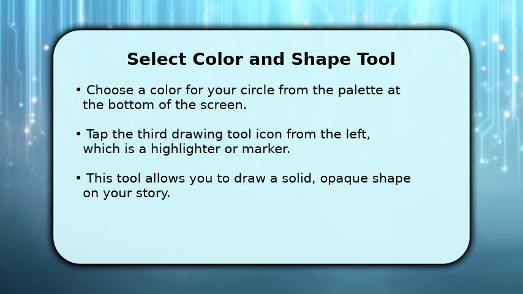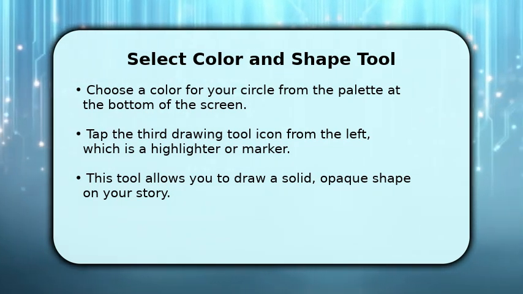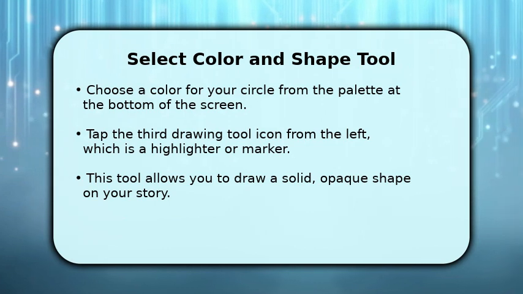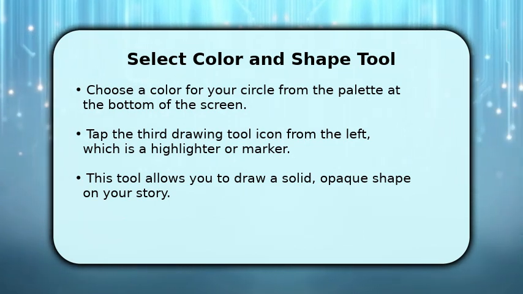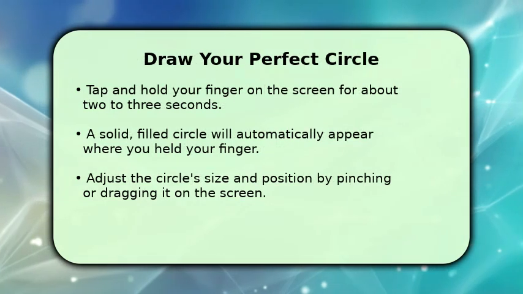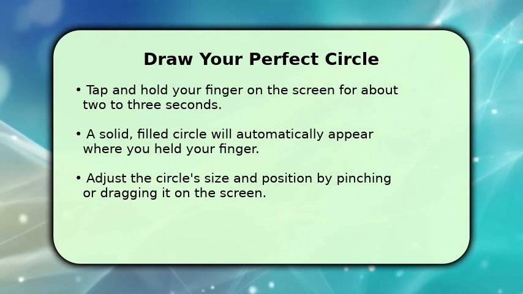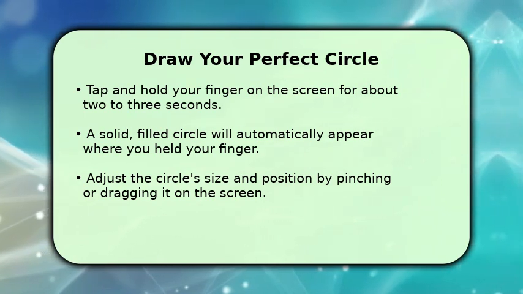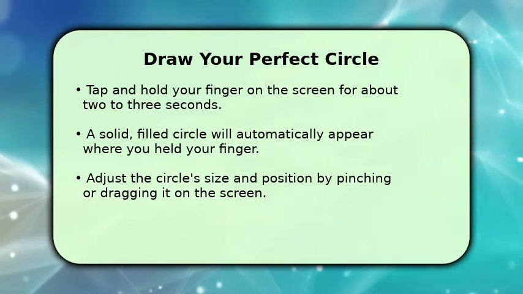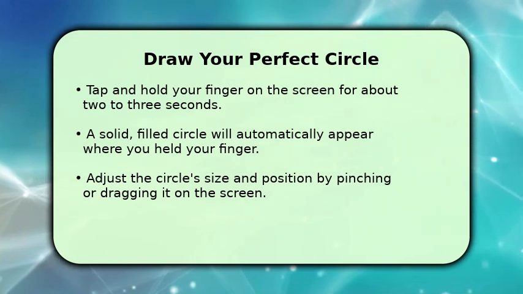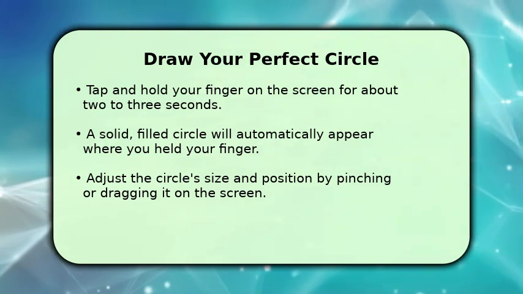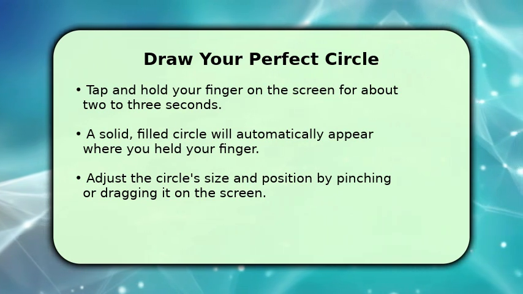This specific tool is perfect for creating solid, opaque shapes, giving your circle a distinct and clear appearance on your Instagram story. With your color and the correct drawing tool selected, the magic happens next. Simply tap and hold your finger down on any spot on your screen for approximately 2 to 3 seconds. You will notice a perfectly solid, filled circle automatically appearing right where you held your finger.